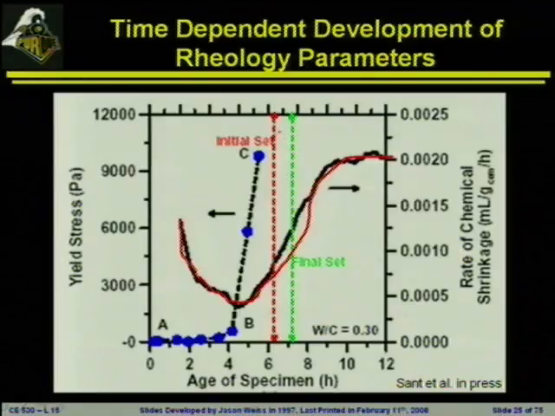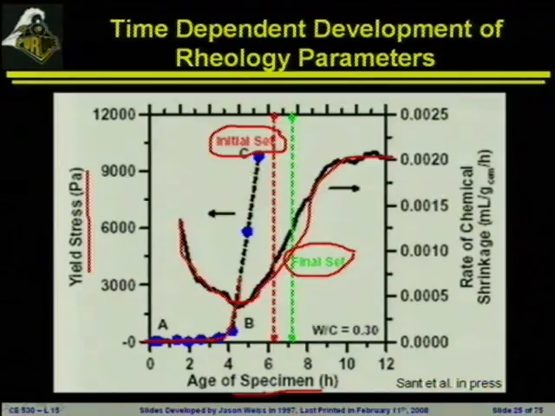You can see initial set shown here in red, and we'll talk a little bit about initial set in another minute. Final set is when people are starting to walk on the surface of the concrete. And then you'll notice the yield stress of our paste plotted as a function of the age of the specimen, and you'll see that it was very, very low, and then all of a sudden the yield stress starts to rise. And it starts to rise before we get to the time of initial set.